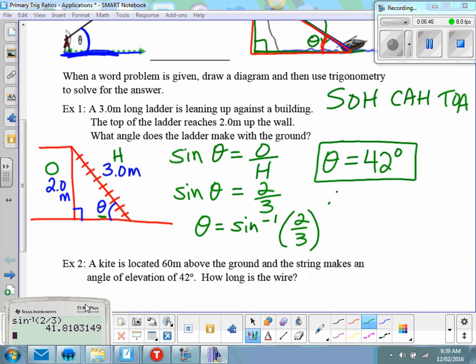So I would say, therefore, the ladder makes a 42-degree angle with the ground.